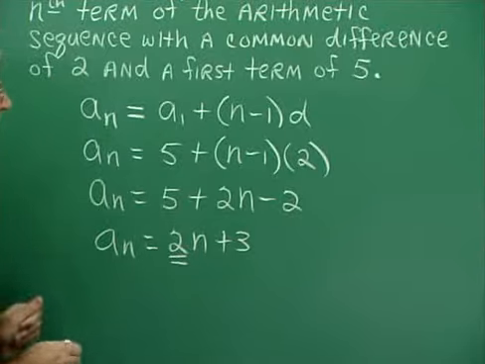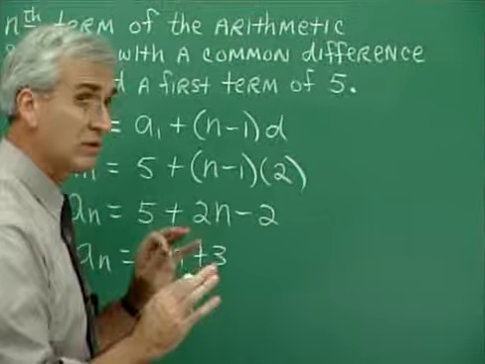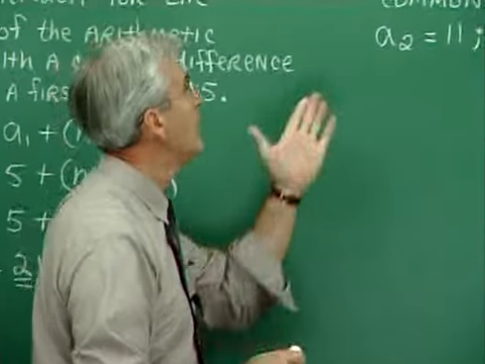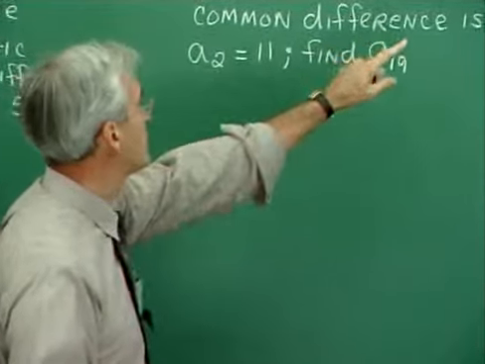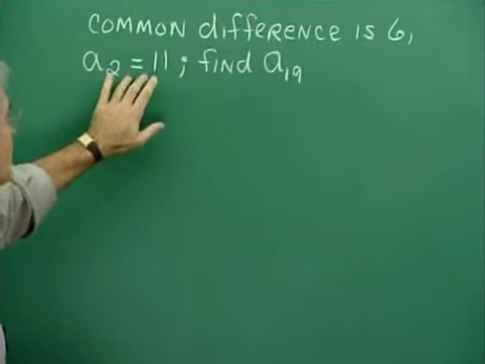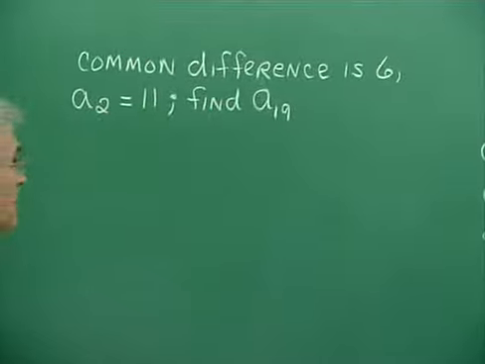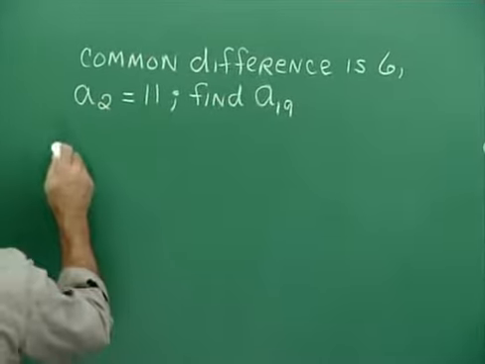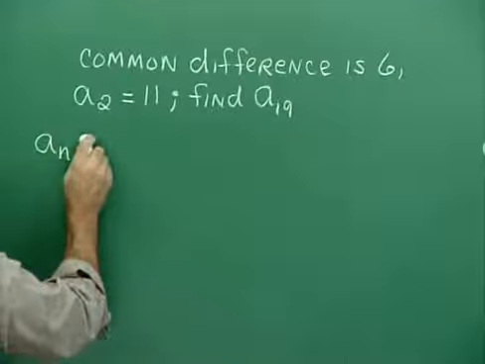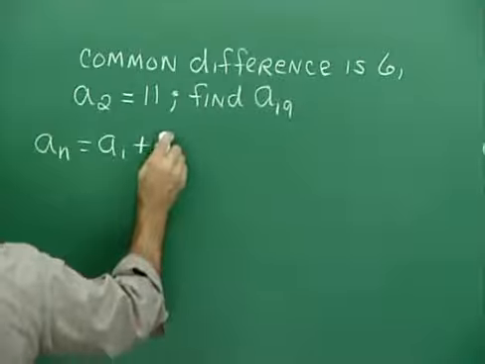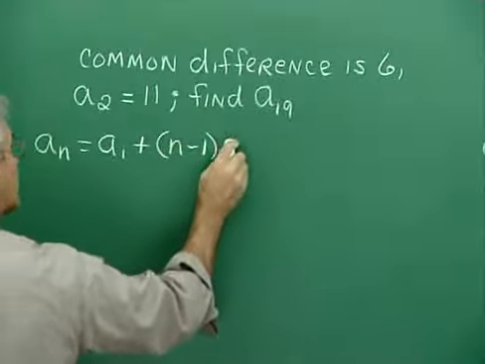Okay, it's kind of an important thing to notice sometimes in problems like this. Here we're told that we have a common difference of 6, and we're given the value of the second item in the sequence. It's 11. We want to find the 19th item in the sequence. Well, we start with the notion that the nth term is the first term plus n minus 1 differences.